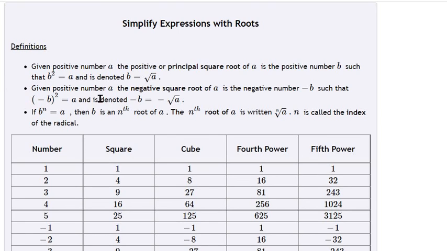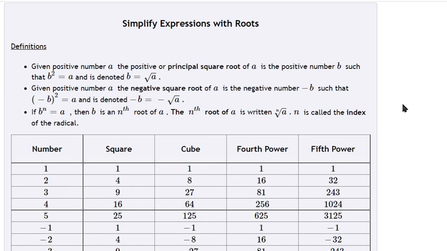So those are the squares, and we discussed a little bit of the second definition. Given a positive number a, the negative square root of a is the negative number negative b such that negative b squared is equal to a, just like we said with negative 5. Because negative 5 squared was equal to 25, that means that negative 5 was the negative square root of 25. We went through that.